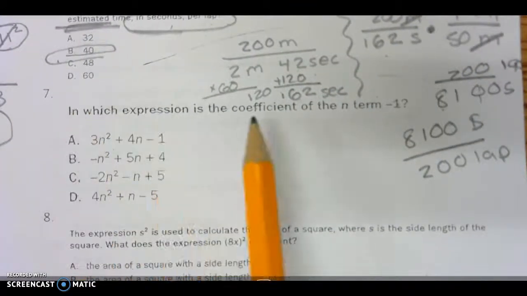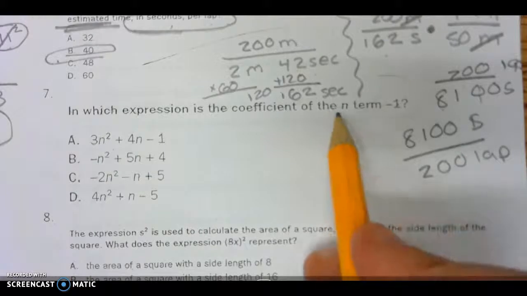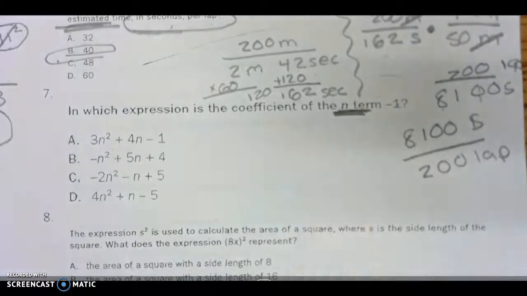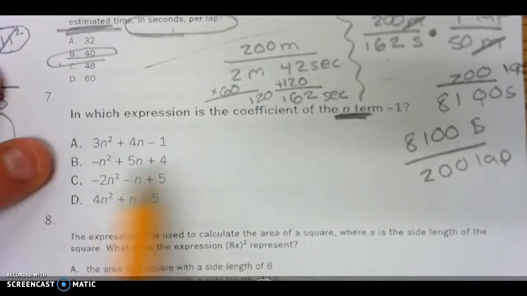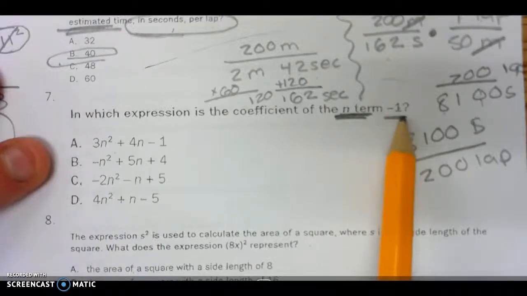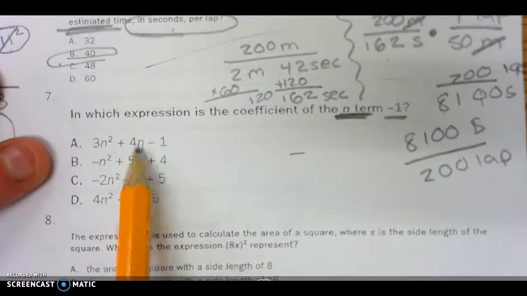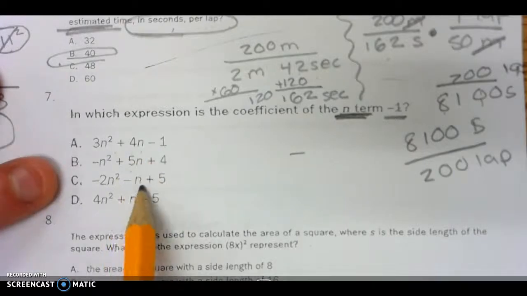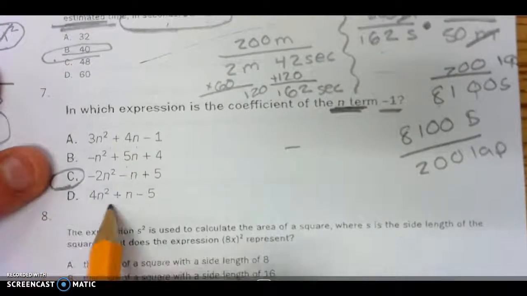In which expression is the coefficient of the n term 1? So we're looking for the term that just has an n, not n squared. That has a negative 1, which means just a negative sign in front of it. This has a 4, this has a 5, this has a negative 1, there we go. This has a plus 1. Okay. And that's all there is to 7.